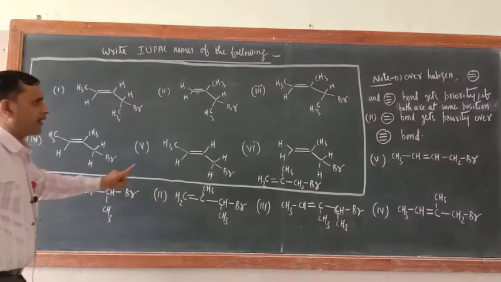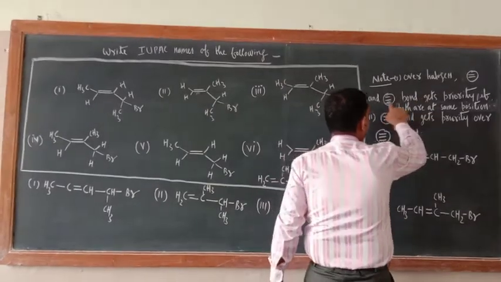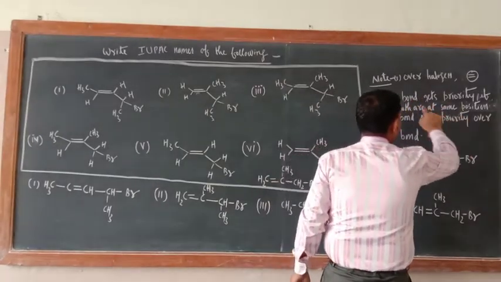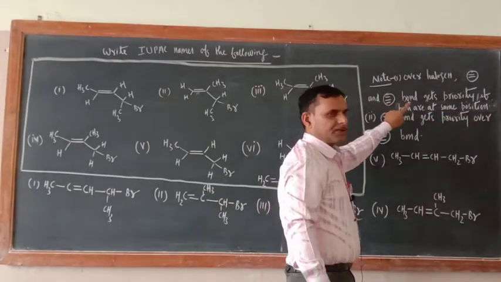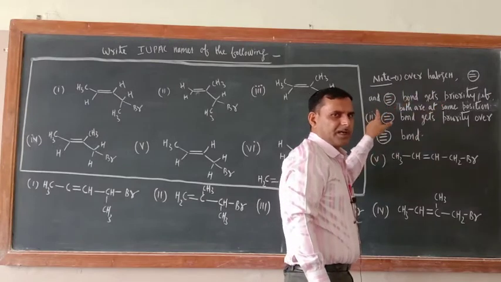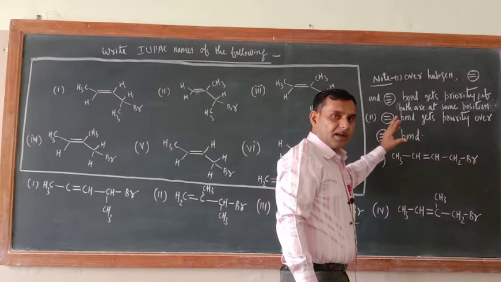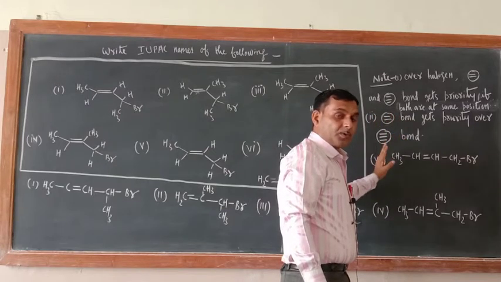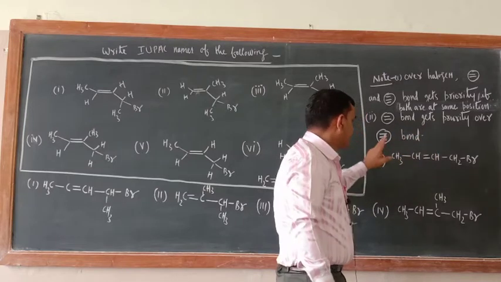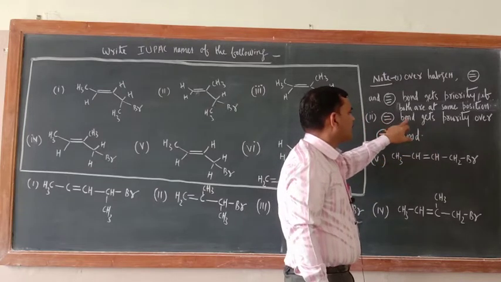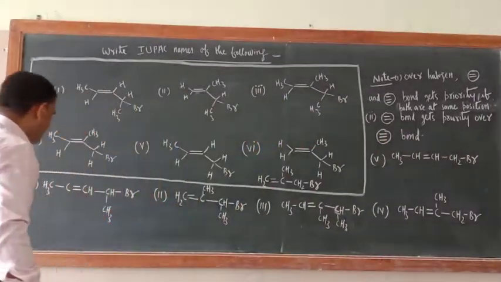Just remember these two rules: over halogen, double bond and triple bond get priority if both are at the same position. Both at the same position means halogen and double bond, or halogen and triple bond. If they are at the same position, then the double bond should get priority. Suppose double bond, triple bond and halogen, all three are there. Remember, double bond should get priority over triple bond.